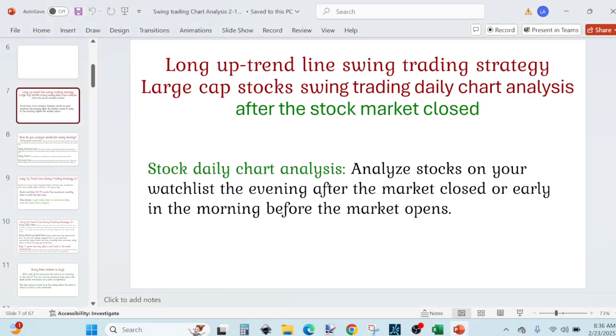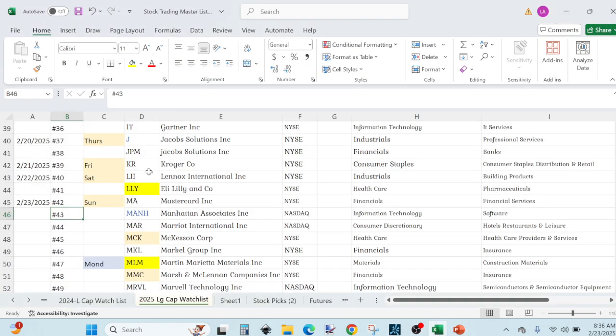Hello, how do you do large cap stock swing trading daily chart analysis when you are using the long up-to-long swing trading strategy? It's good to have your stock watch list open and you are going to use the daily chart to analyze them.